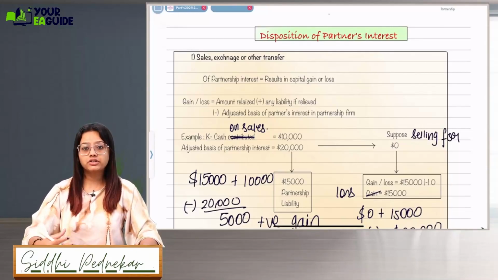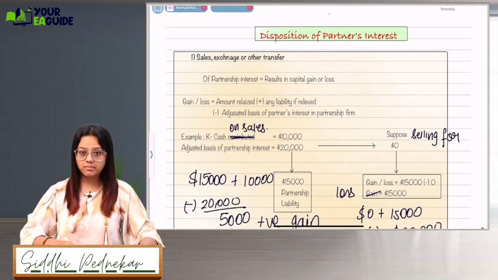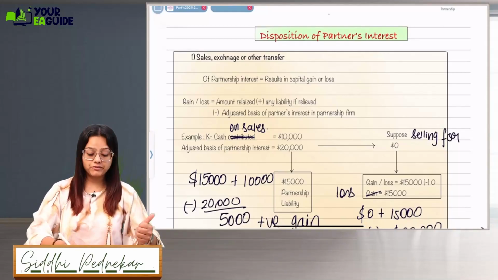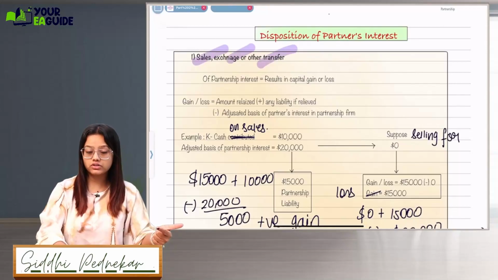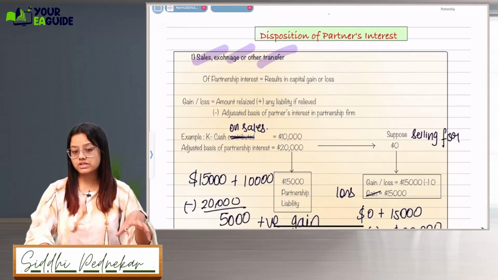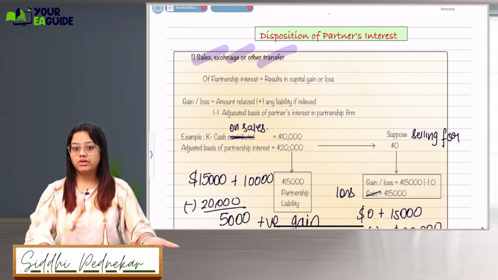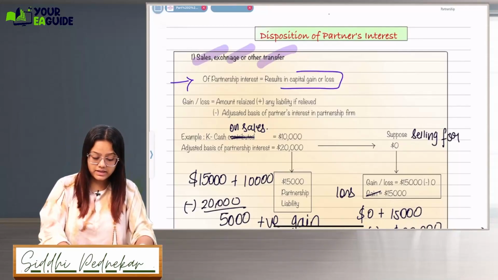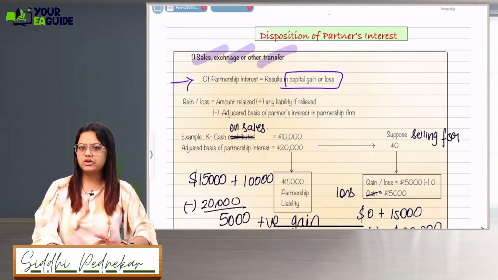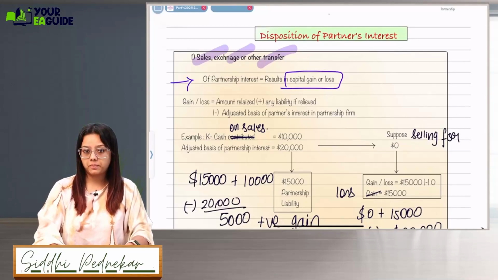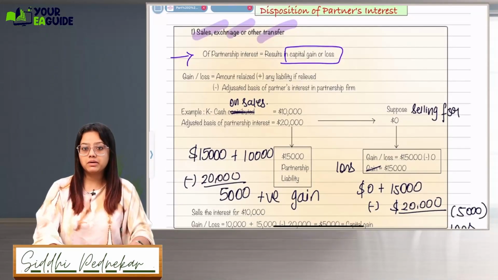Disposition can be done in three ways, right? If a partner has a partnership interest, they can dispose of their interest in the form of sale, exchange, or other transfer. So they have the option to sell their interest, exchange it, or do any other transfer to someone else. A disposition of a partnership interest results in a capital gain or loss. So if you do any of these three things, it will result in a capital gain or a loss for a partner.